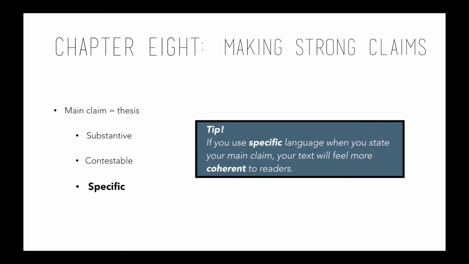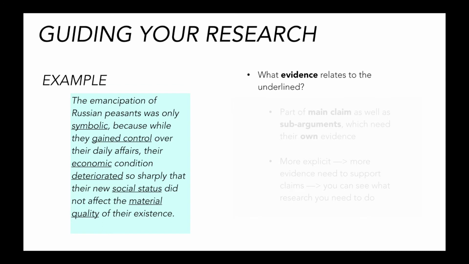It is important that you state the main claim in language that is specific, because when readers see that language reappear later in the paper, your text will likely feel more coherent to them, and the concepts you develop will feel more focused. Making good, plausible claims is not just important in convincing your readers, but they can also help you guide your research. Readers will dismiss your claims if they are not substantive, contestable, and explicit.